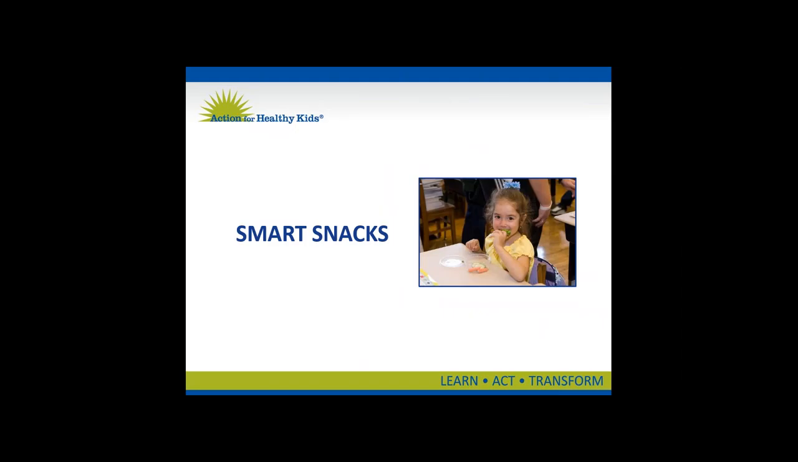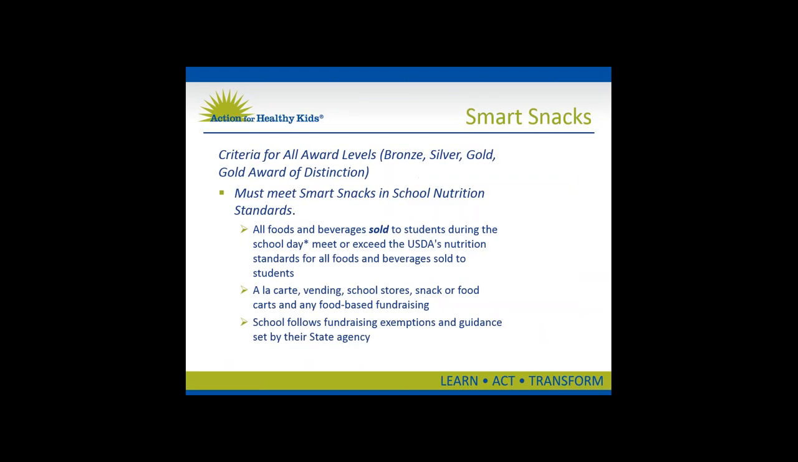All right. Thank you, Jocelyn. I'm just going to go over the criteria related to Smart Snacks. For the first one, the criteria for all award levels, this includes Bronze, Silver, Gold, and Gold Award of Distinction: all foods and beverages sold to students during the school day meet or exceed the USDA nutrition standards for all foods and beverages sold to students. This is commonly called Smart Snacks in School. The school day extends from midnight to 30 minutes past the end of the official school day. And this is the requirement for all award levels.